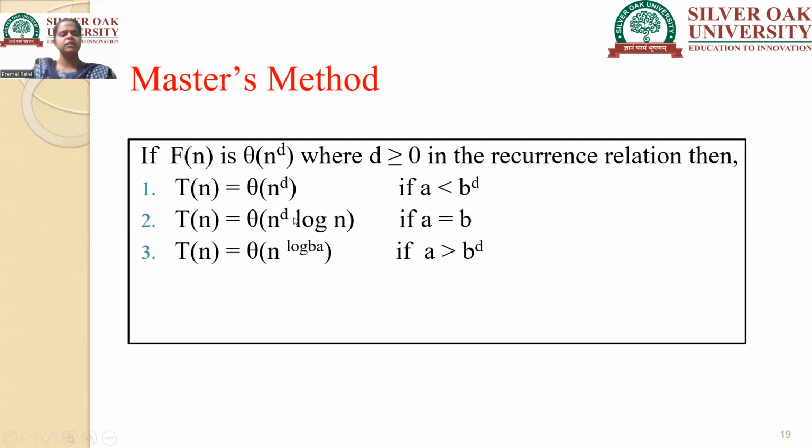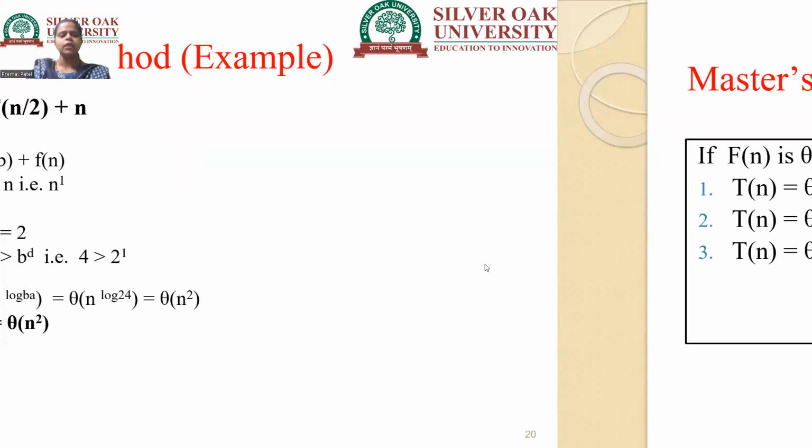So in the formula, it is given that if f of n is theta of n raised to d, where d is greater than or equal to 0 in the recurrence relation, then T of n is equal to theta of n raised to d if a is less than b raised to d. T of n is equal to theta of n raised to d log n if a is equal to b raised to d, and T of n is equal to theta of n raised to log a base b if a is greater than b raised to d.